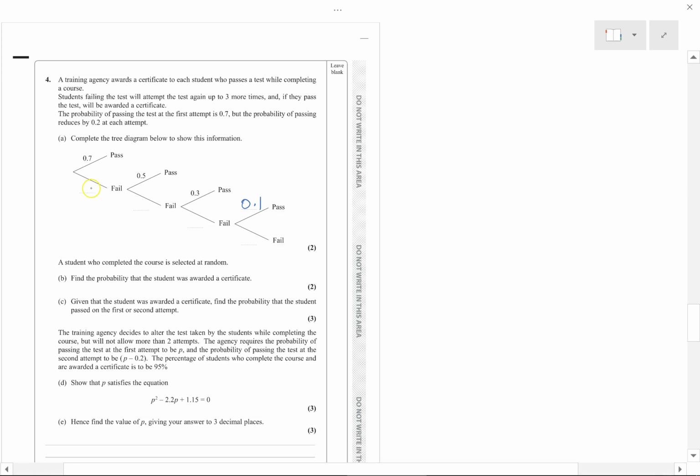And we know that obviously any 2 branches have to add up to 1. So this is 0.3. This here is 0.5. This here is 0.7, and this here is 0.9. Okay, now that's nice, easy 2 marks. And then it says find the probability that the student was awarded the certificate. Well, we've got that bit there, which is 0.7.